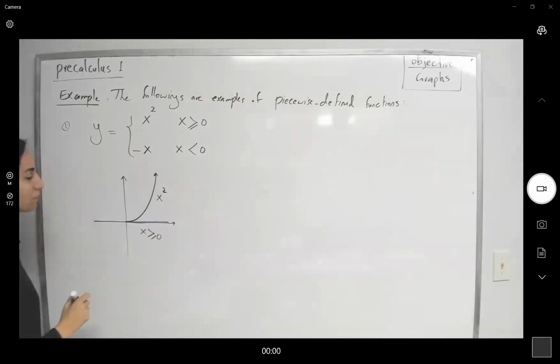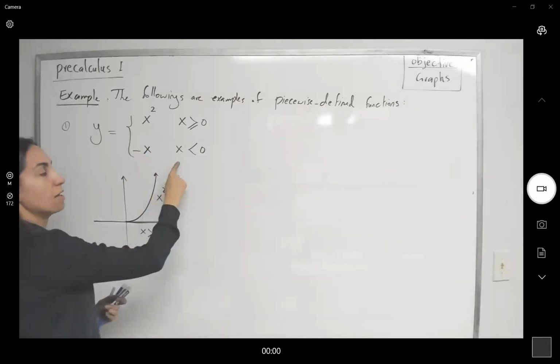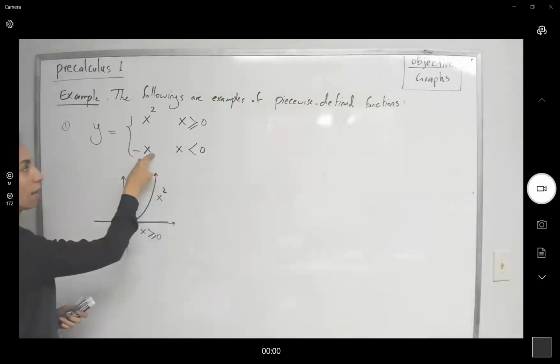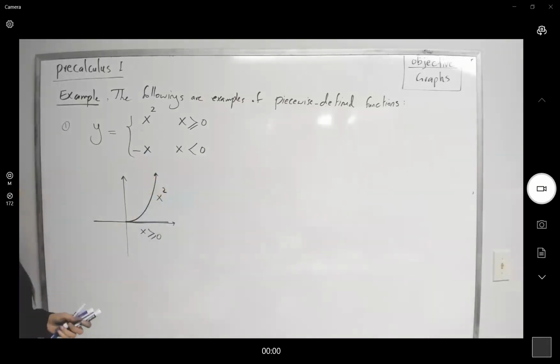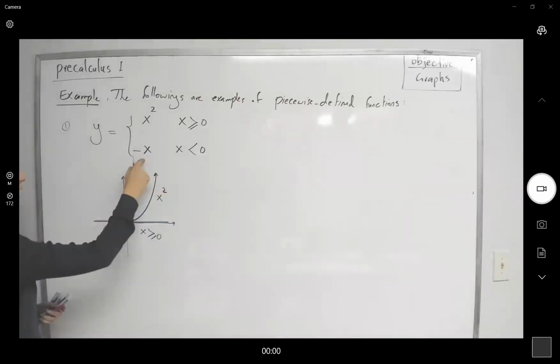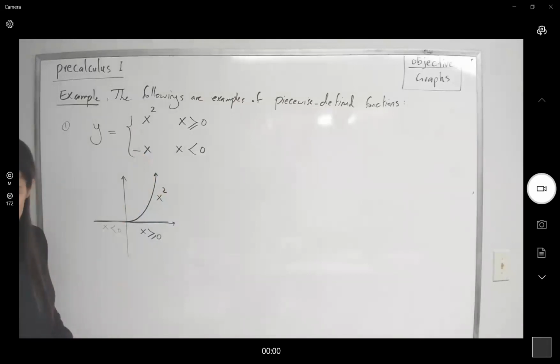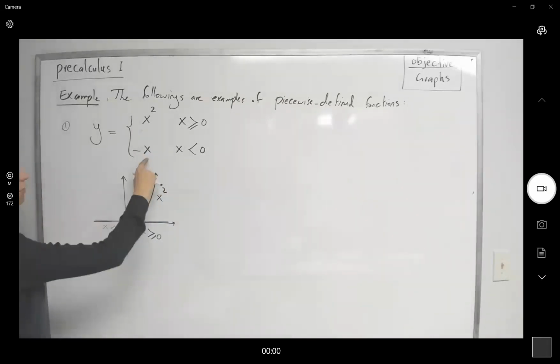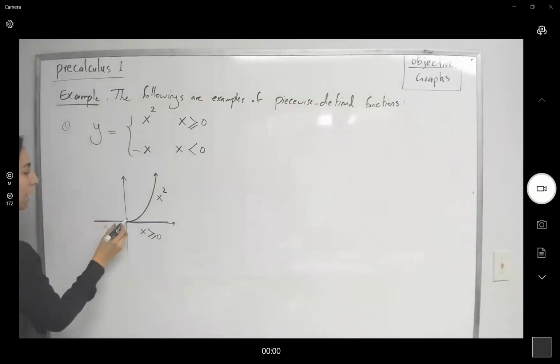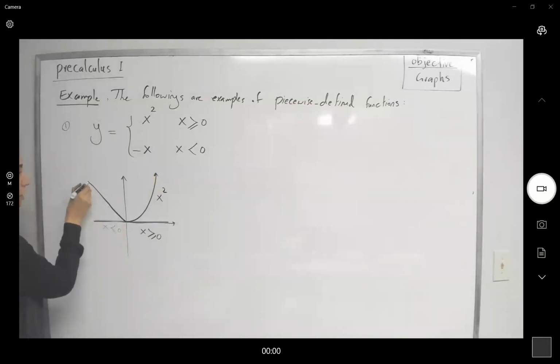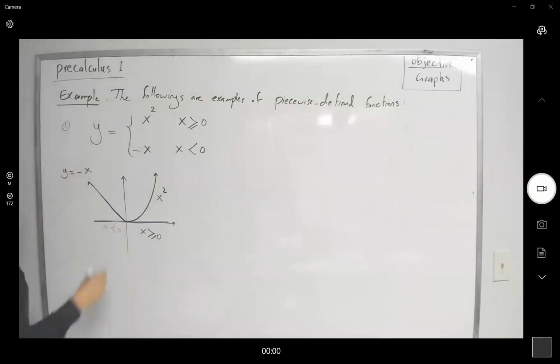x squared. Well, if x is less than 0, then I have a linear function. Okay, where is less than 0? Less than 0 is on the other side. Here. What do I have? I have a line decreasing. Okay, if x is -1, I get 1 back. So if I connect this way, this is your line, y equals -x.